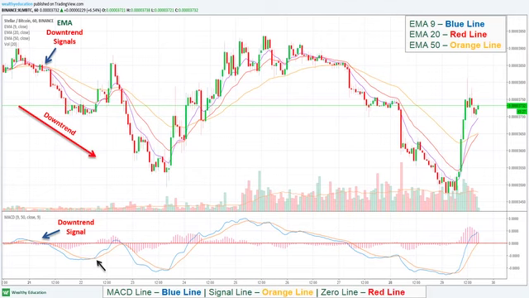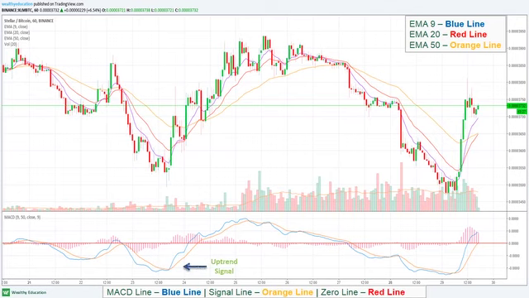rising up. The EMA 9 crossed below the EMA 20 again here, so we knew that the price was going to drop further. Next, we had an uptrend signal here when the MACD line crossed above the signal line. The EMA 9 crossed above the EMA 20, and the MACD crossed above the zero line. So we could confirm that this was a strong uptrend.